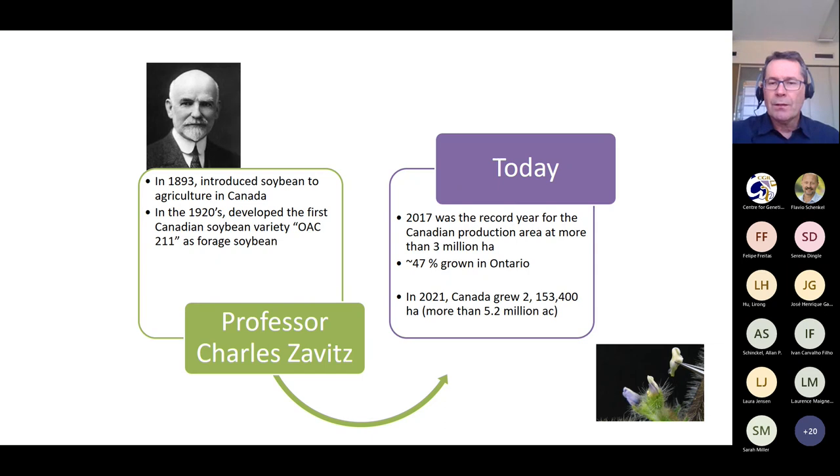In 2021, last year, Canada grew over 2 million hectares, or more than 5 million acres of soybeans. Most of it is in Ontario, Manitoba, and Quebec, a little bit in Saskatchewan, and the remainder in the Maritimes, PEI especially.